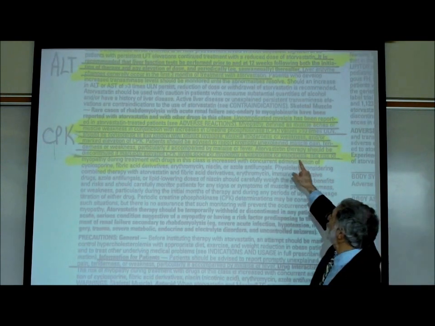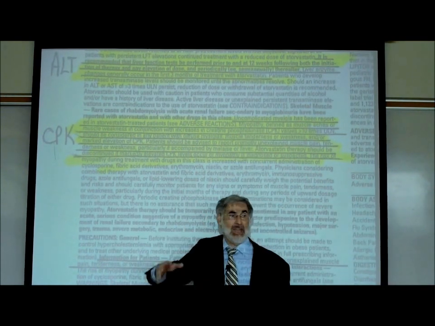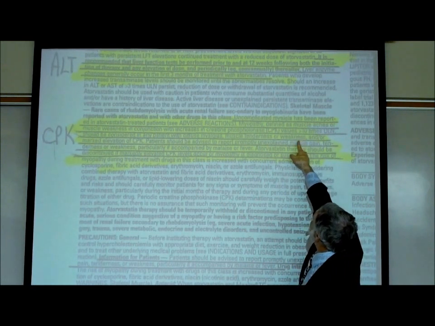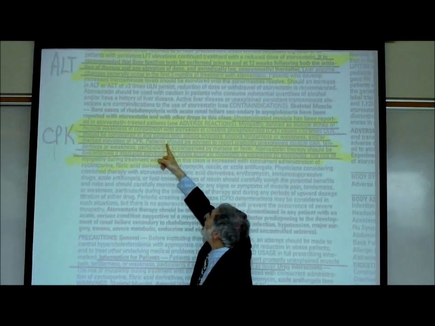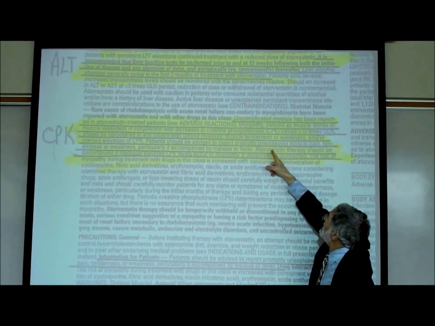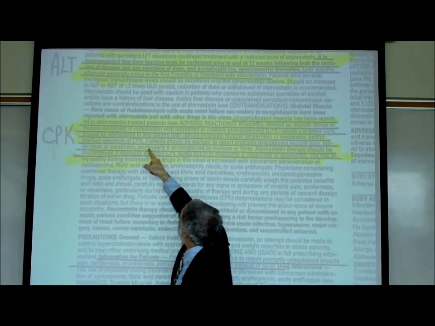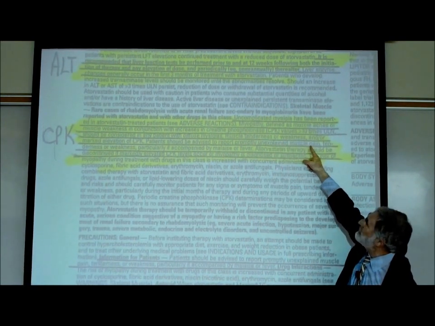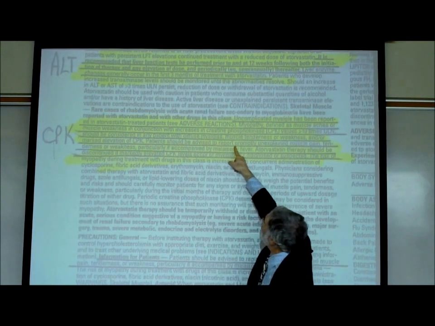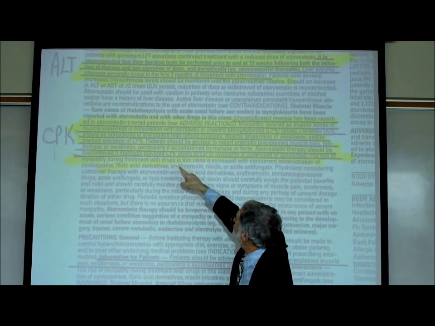All right, now, just to the right of CPK. CPK is the muscle enzyme. And here's what it says, and this is the information from the manufacturer. Uncomplicated myalgia. What's myalgia? Muscle pain. Uncomplicated muscle pain has been reported in atorvastatin-treated patients. Myopathy, defined as muscle aches or muscle weakness in conjunction with an increase in creatine phosphokinase, or CPK values, should be considered in any patient with diffuse myalgias, muscle tenderness or weakness, and/or marked elevation of CPK.